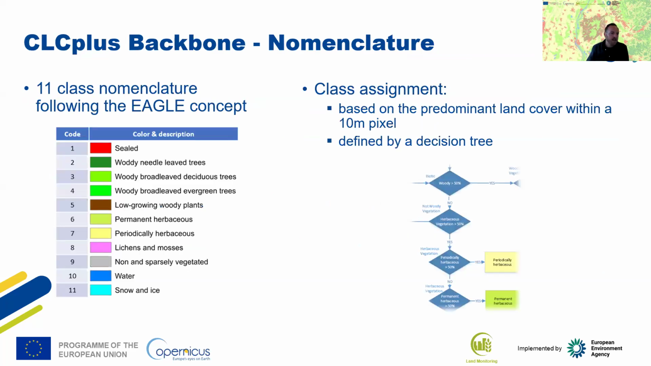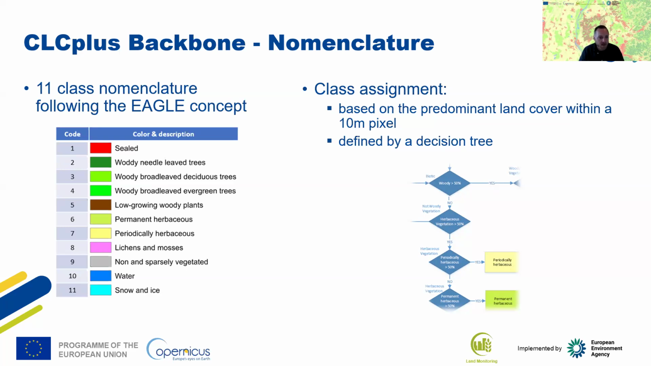So we have 11 classes that are mapped following the EAGLE concept. Those classes are sealed areas, needle-leaf trees, broadleaf deciduous, and broadleaf evergreen trees. Then a rather complex class, low-growing woody plants, comprising natural shrub formations, as well as hops plantations, berry plantations, and vines. So that's a pretty complex class. Then there's permanent herbaceous, periodically herbaceous, which is characterized by at least one bare soil event throughout the observation period. Lichens and mosses, non- and sparsely vegetated, water, and last but not least, snow and ice.